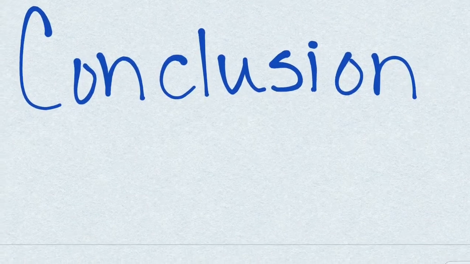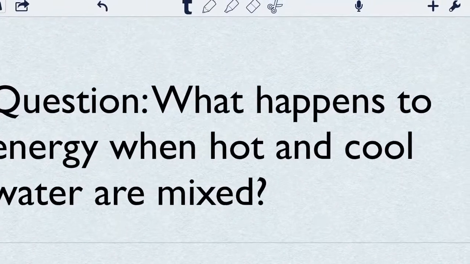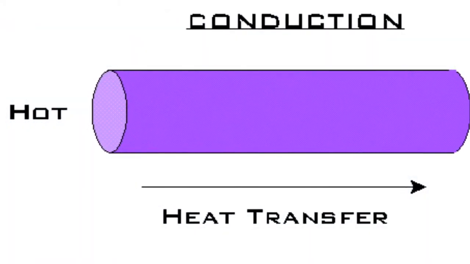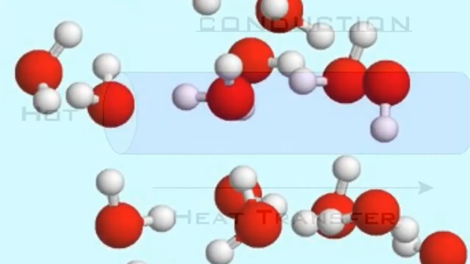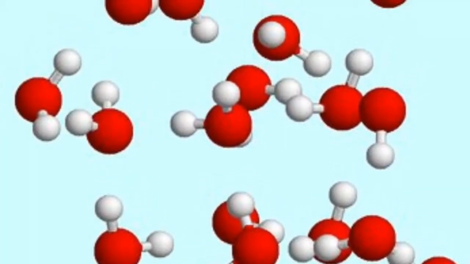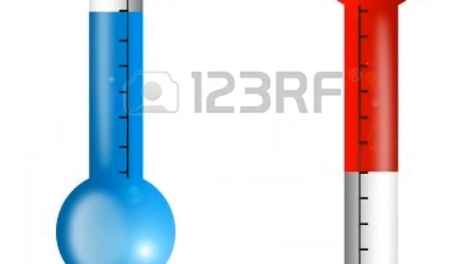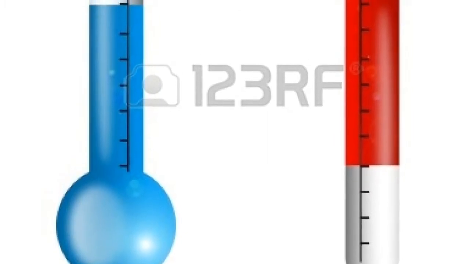In this lab, we wanted to find out what happens to the energy when hot and cool water are mixed. The energy is transferred through conduction or touch. The hot water molecules bump into the cold water molecules and transfer their energy. Temperature tells us how fast the molecules are moving. Hot water molecules are moving fast, and cold water molecules are not moving that fast.